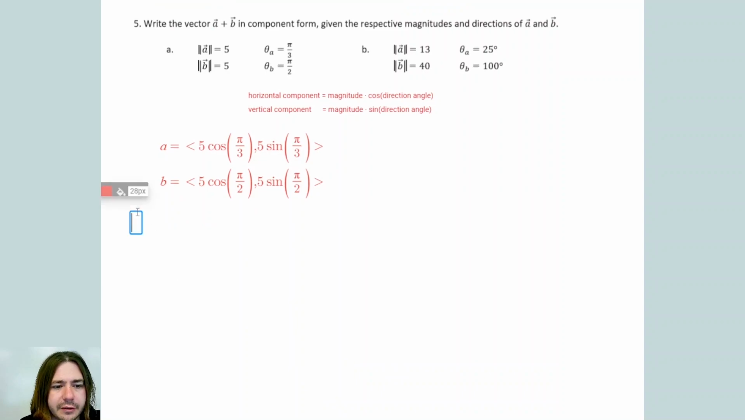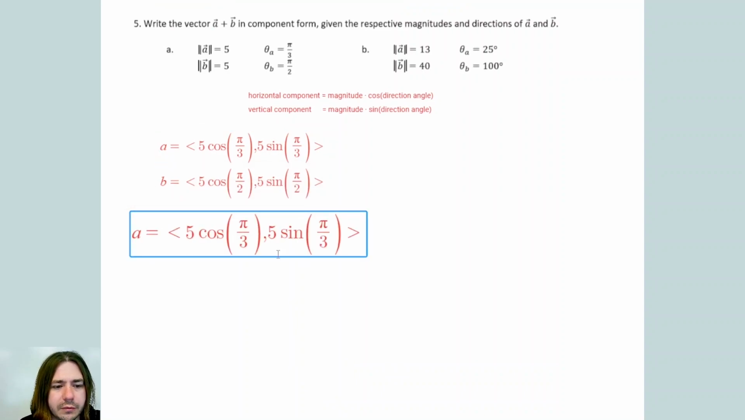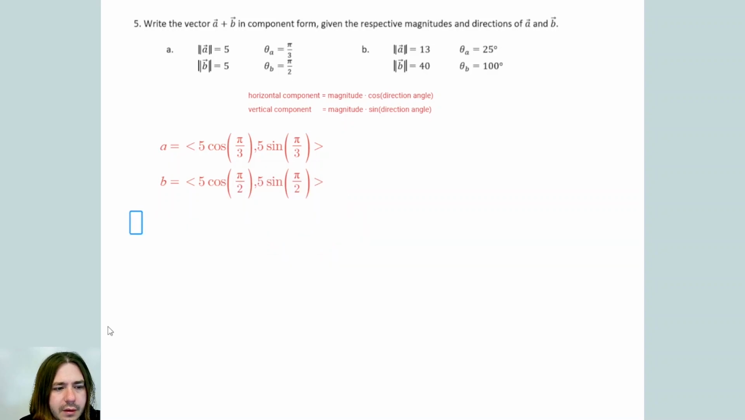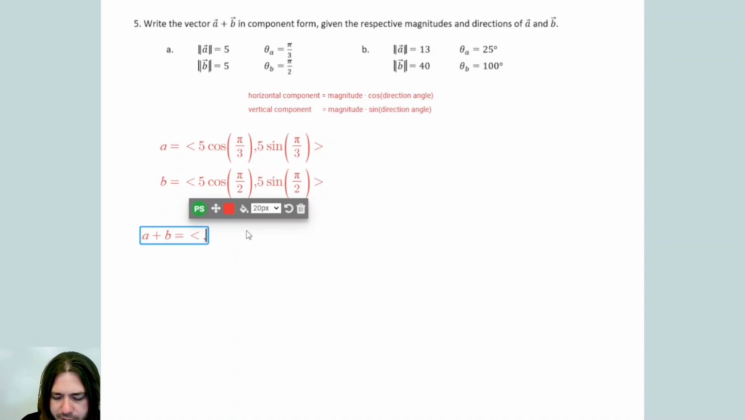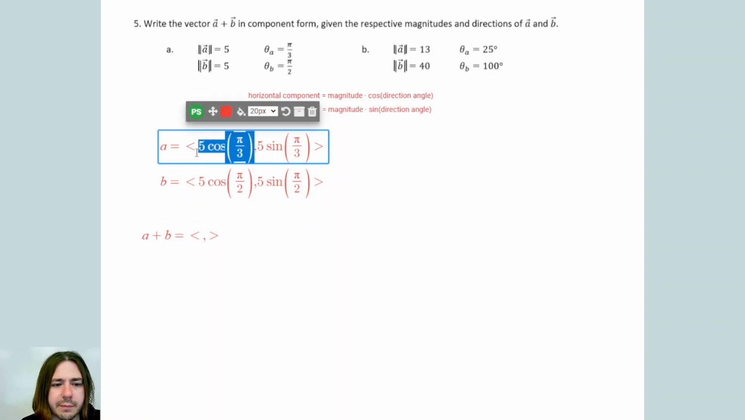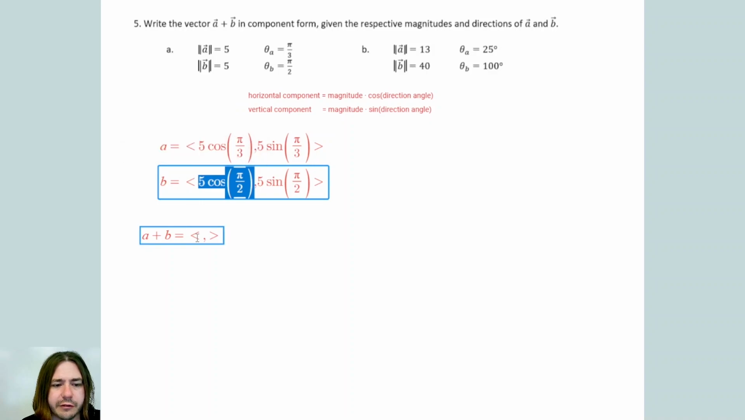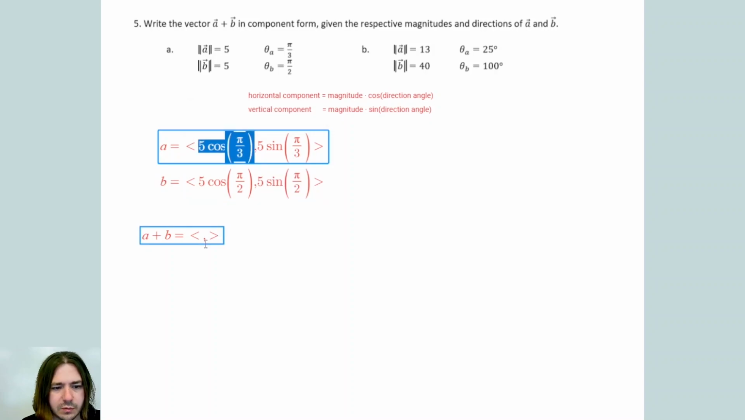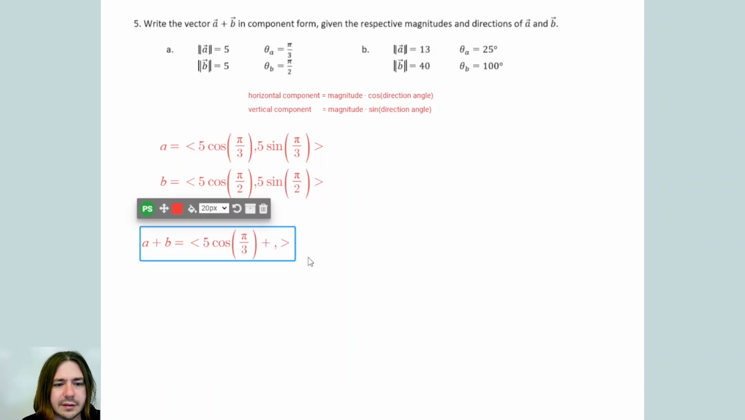So if I want to add these together, I have to figure out what these equal, right? So there we go. So A plus B is going to be something comma something, right? And the somethings are going to be the sums of the corresponding components. So I'm going to add this plus this as my first component, and then I'm going to add this plus this as my second component. So we've got whatever this equals plus this, and we'll evaluate these.